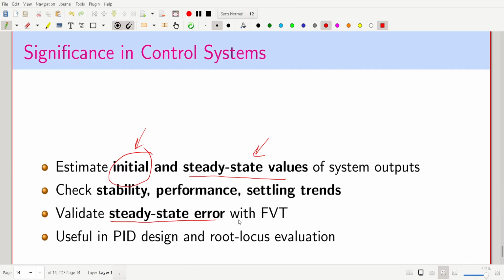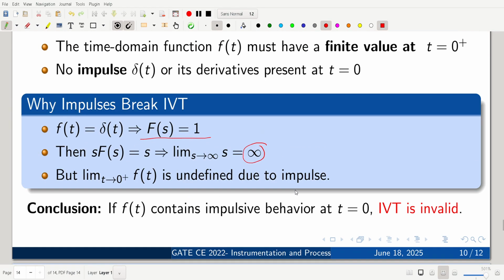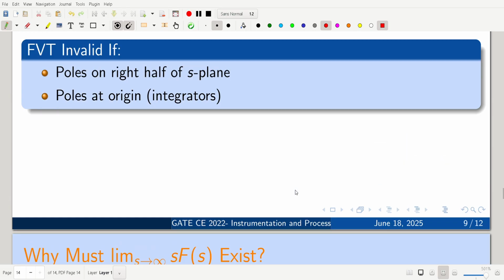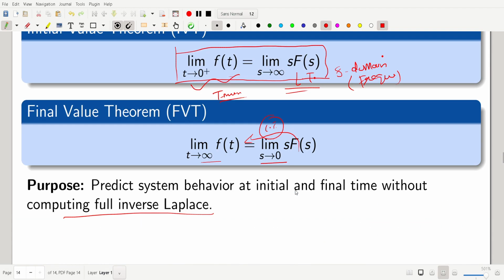So in case of steady state error, we apply the final value theorem. It is useful in PID design, controller design, not PID only, we can choose other controllers also, and root locus evaluation. We'll discuss these things. Okay, so I hope you understand the fundamentals of the initial value theorem.